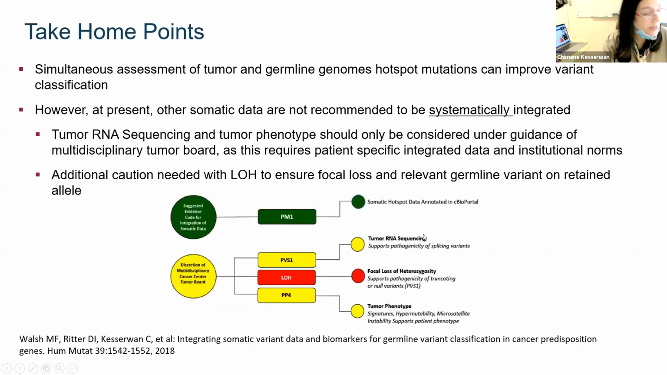So our take-home point is that simultaneous assessment of tumor and germline genomes, hotspot mutation, can improve variant classification. So this is what is recommended to use at this time. However, at present, other somatic data are not recommended to be systematically integrated. Tumor RNA-seq and the tumor phenotype should only be considered under guidance of a multidisciplinary tumor board, and this requires patient-specific integrated data and institutional norms. Additional caution is needed with LOH to ensure focal loss and relevant germline variant on the retained allele.